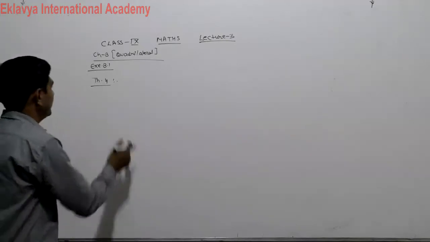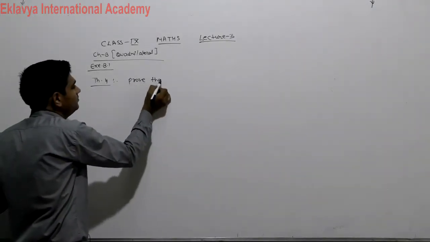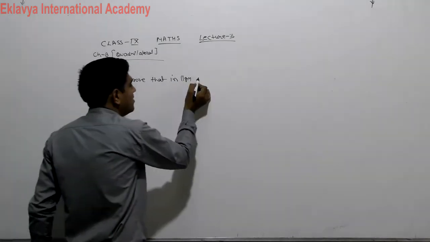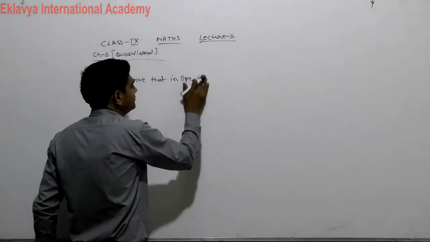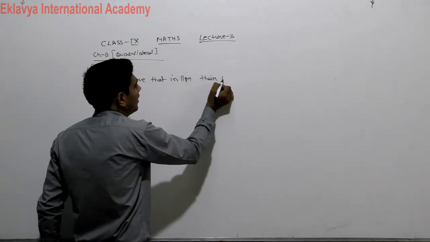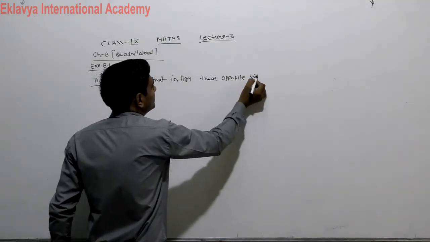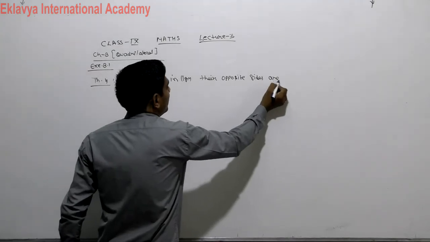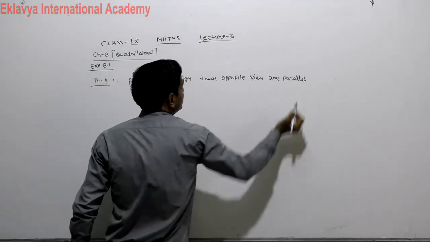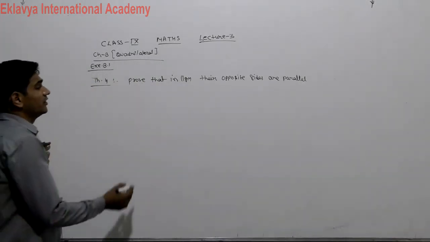Theorem number 4 is: prove that in a parallelogram their opposite sides are parallel. How will we prove that in a parallelogram their opposite sides are parallel?